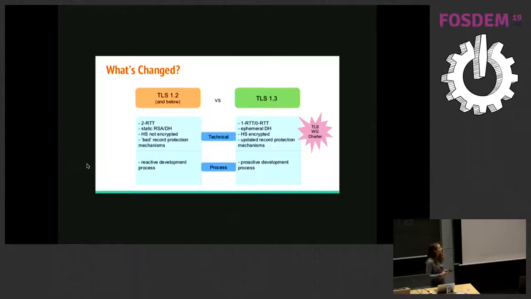The process for 1.3 has been vastly different. It's been highly collaborative in nature. And the TLS working group has welcomed analyses from the academic community prior to the protocol being officially released so that we can find and remedy flaws before TLS 1.3 is in the wild. And it's this more collaborative process to which this work contributes.